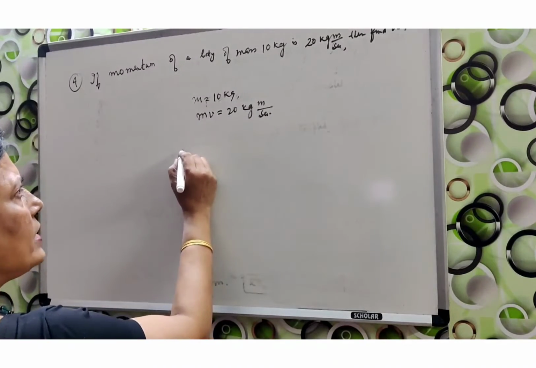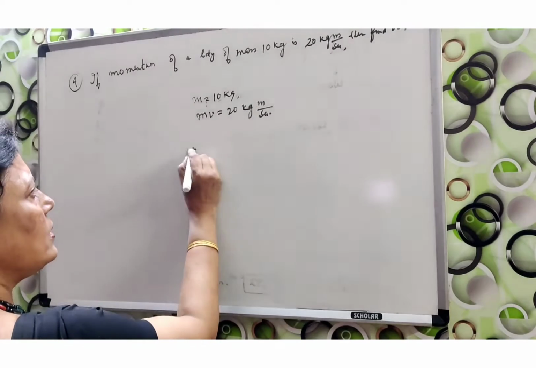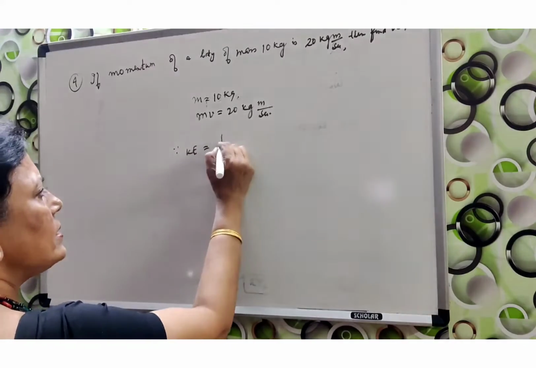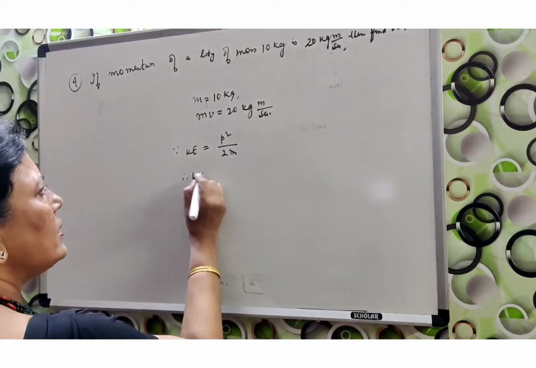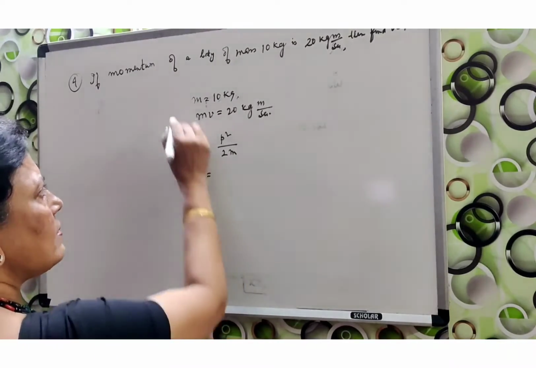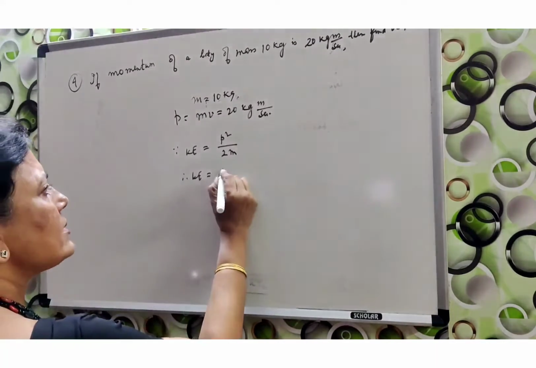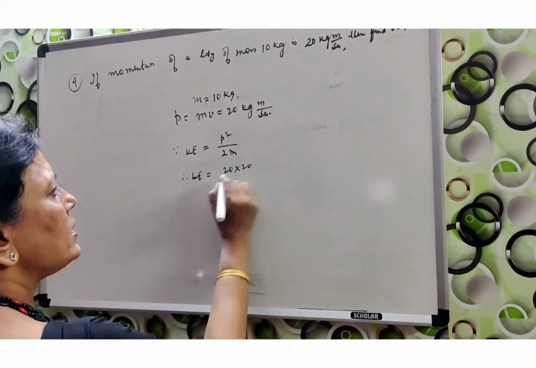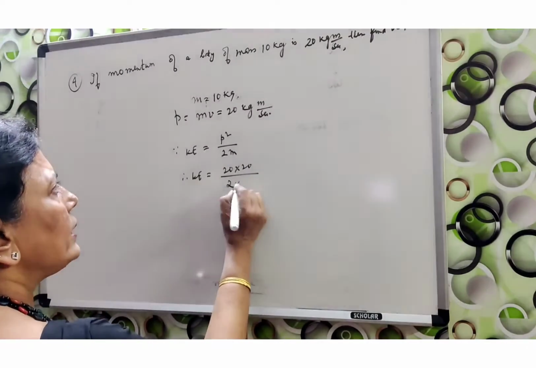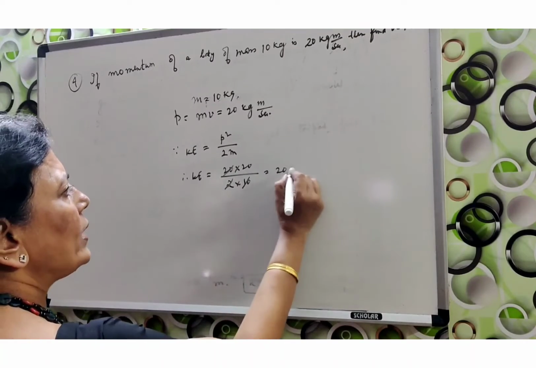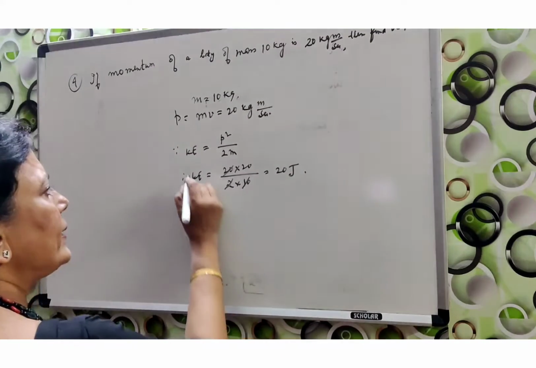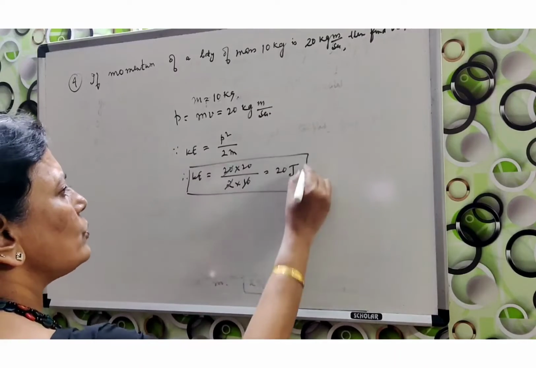So you can write, since kinetic energy is equal to p square by twice m, kinetic energy is equal to p square, that is, p is equal to 20 kg meter per second, so 20 into 20 divided by twice m, 2 into 10. So that is equal to 20 joule. So kinetic energy of the body is 20 joule.